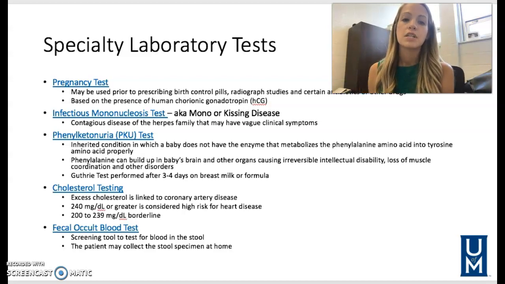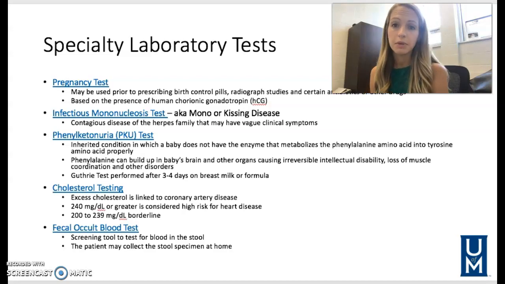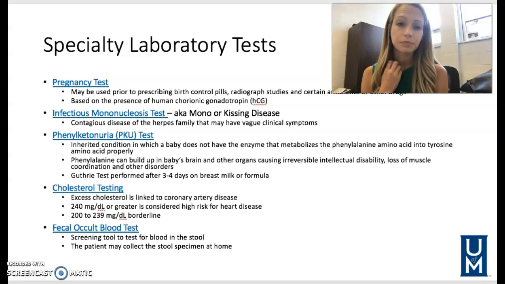Infectious mononucleosis, also known as mono, very common at your ages, also known as the kissing disease. It's a contagious disease of the herpes family, and it has really vague clinical symptoms that can last for months. Fatigue, swollen lymph nodes, just overall generalized not feeling well, sore throat. People that get mono are actually sick for a pretty long time, and it can wipe them out for sure.